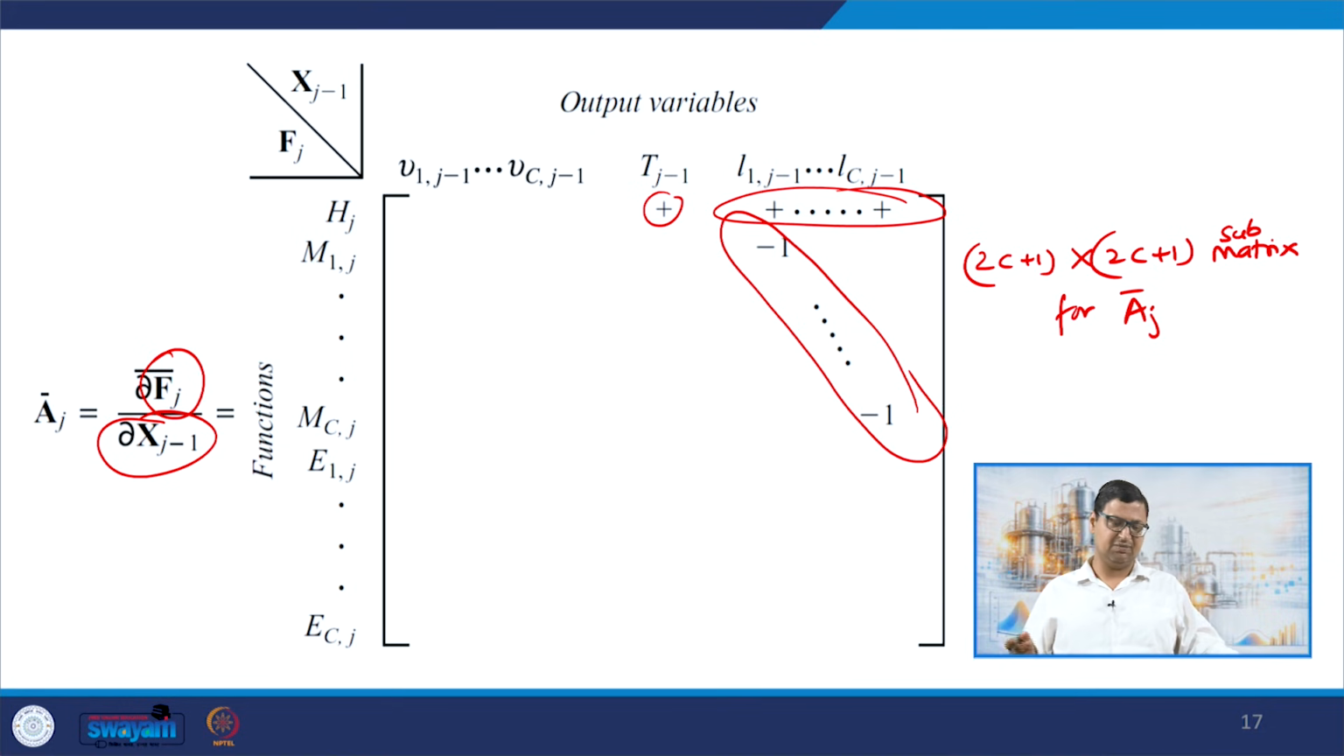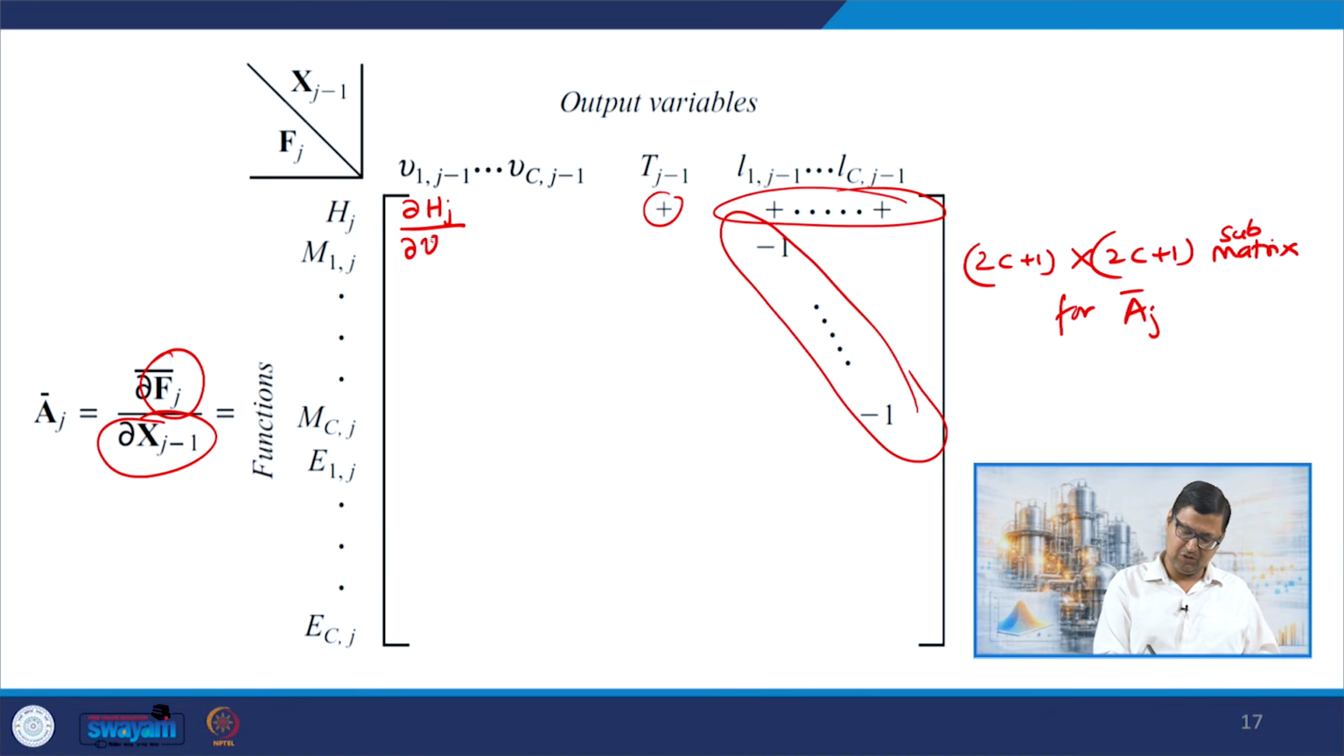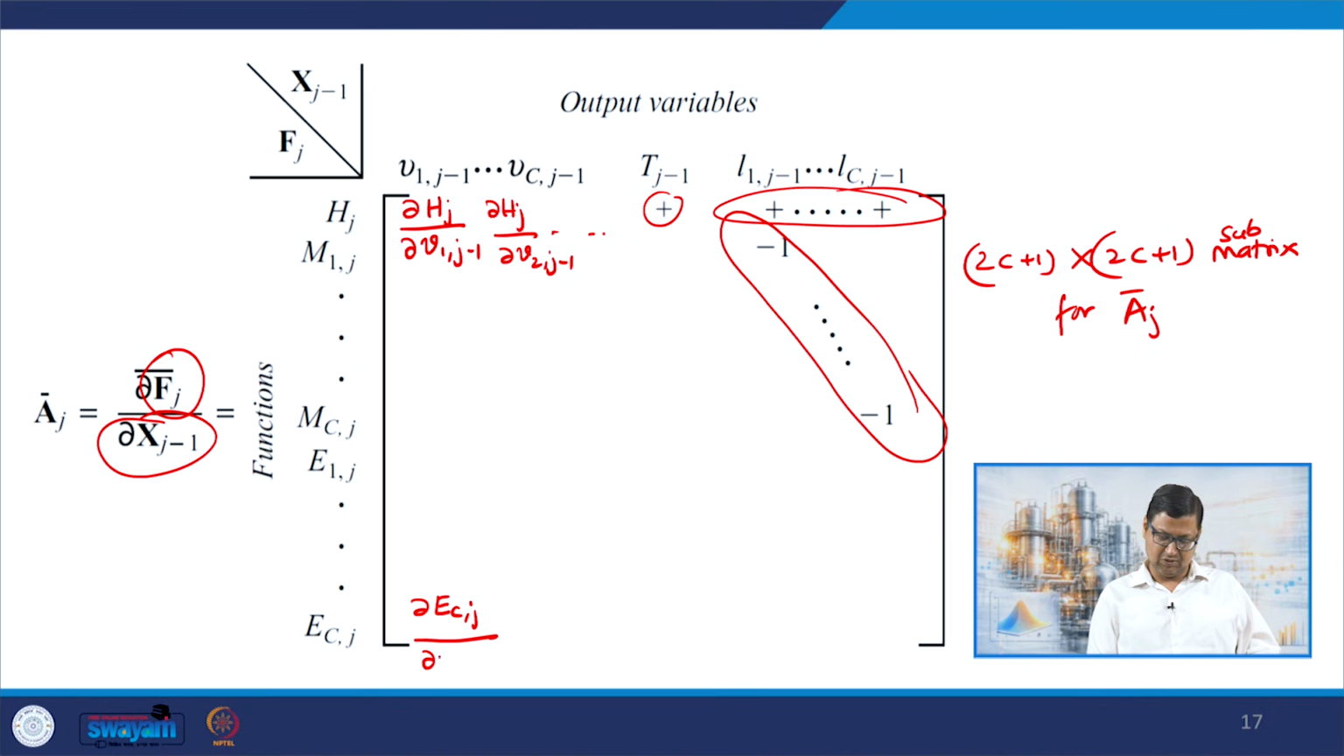In fact, we are doing it term by term. So, for example, this is going to be something like dou hj by dou v1 j minus 1, and the next term is going to be something like dou hj by dou v2 j minus 1, and I keep on doing it, right. Let us say here we are going to have dou ecj by dou v1 j minus 1, and we keep on doing it. The last term, for example, is going to be dou ecj by dou lc j minus 1, right.